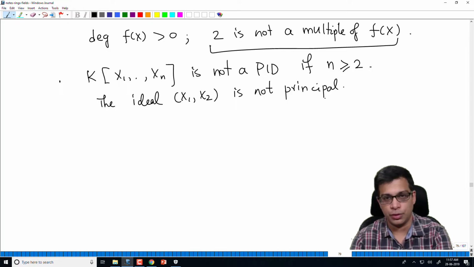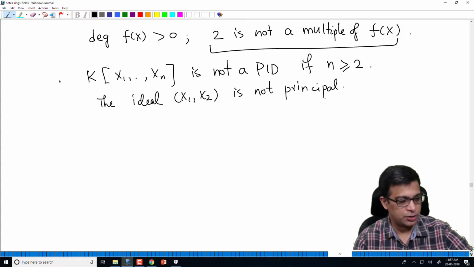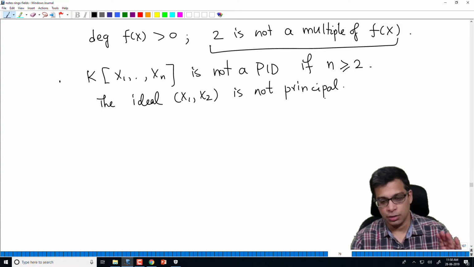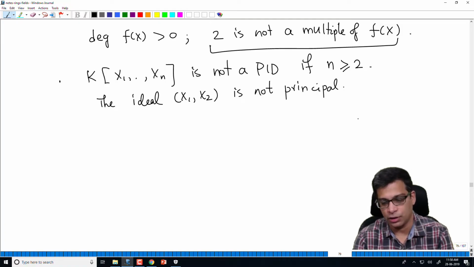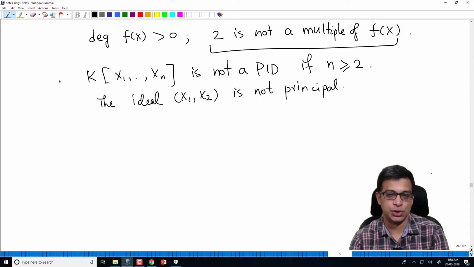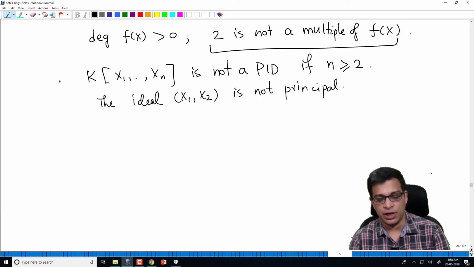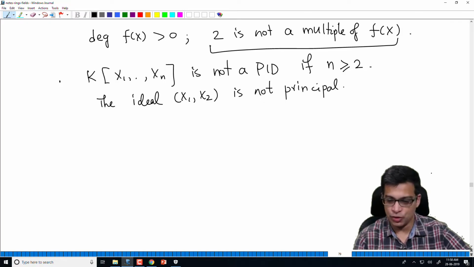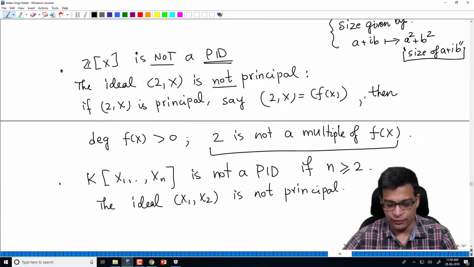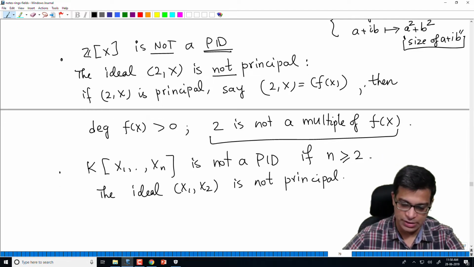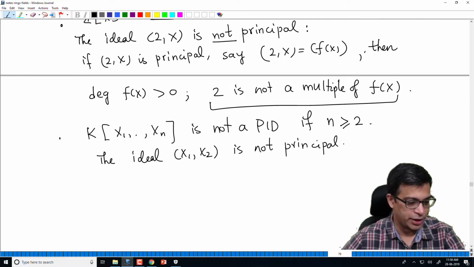Okay, if you remember the language of irreducible elements, x1 and x2 are irreducible elements, so they cannot be written as products, multiples of some other polynomial. Same polynomial will not do for x1 and x2. x1 of course is a multiple of x1 and x2 is a multiple of x2, but there is no single polynomial whose multiples include x1 and x2. So these are not PIDs. So these are nice rings, polynomial rings in n variables over a field where n is at least 2, and polynomial ring in one variable over the integers are nice rings, but they are not PIDs.